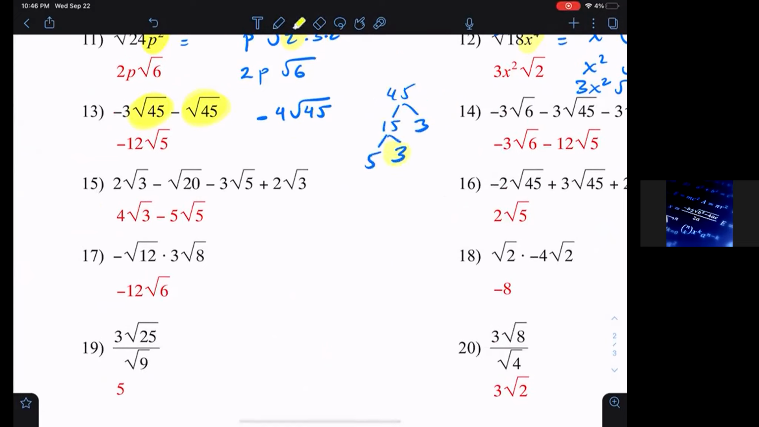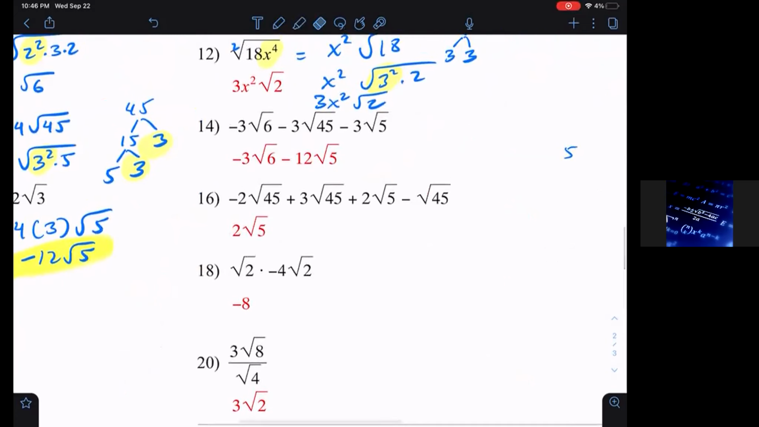So you have the two numbers here. So this is negative 4, 3 squared times 5. So this is negative 4, and that 3 comes out, right? Because 2 goes into 2 evenly. So that's going to be 3, and then this is going to be 5. So this is negative 12 square root of 5. Okay? That's how you do that. This is the final answer.